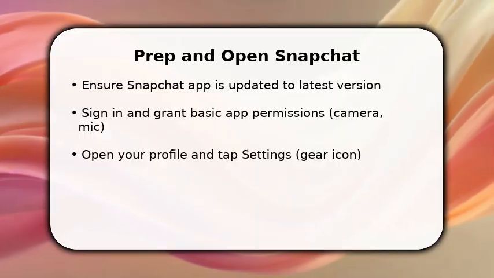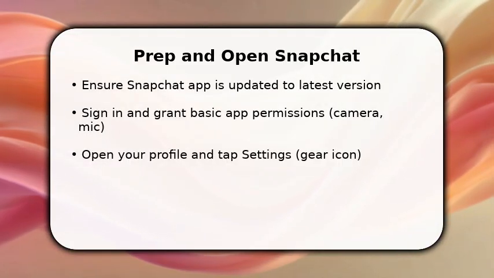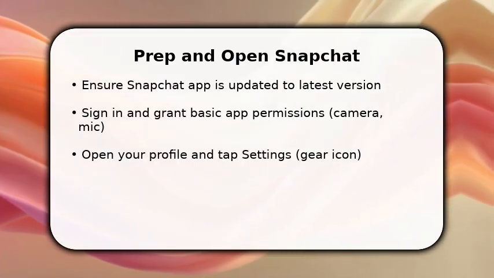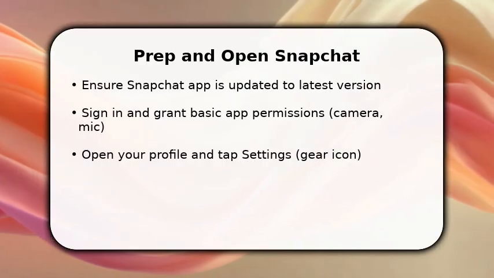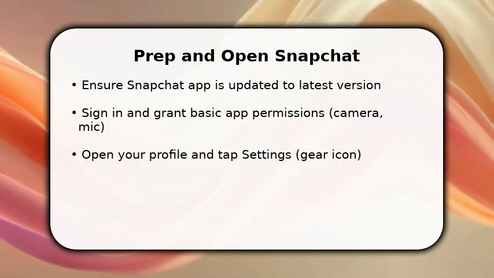You'll start by making sure the app is current and you're signed in. This avoids permission conflicts. Once done, grant camera and microphone if prompted because Snapchat ties notifications to account activity. Now open your profile and tap the gear icon to access settings.